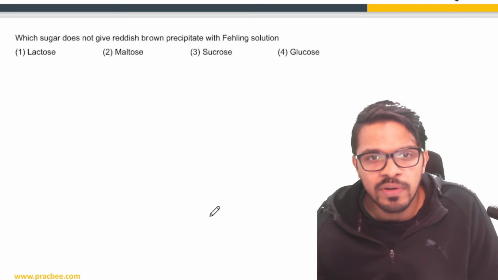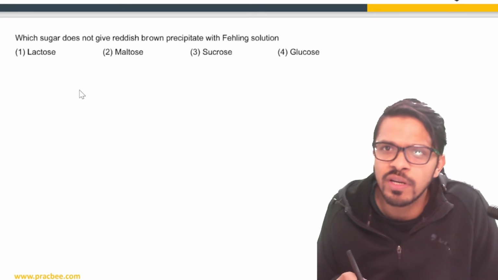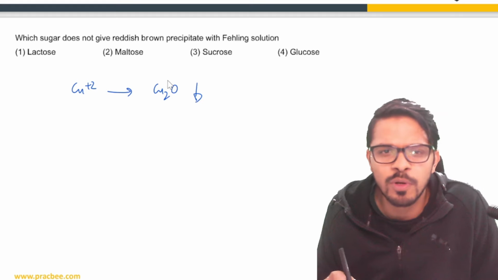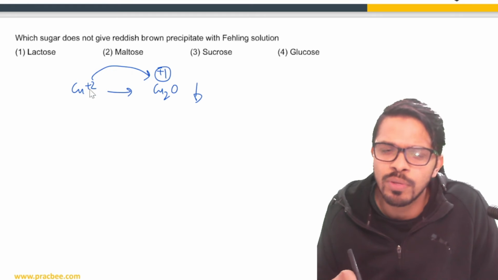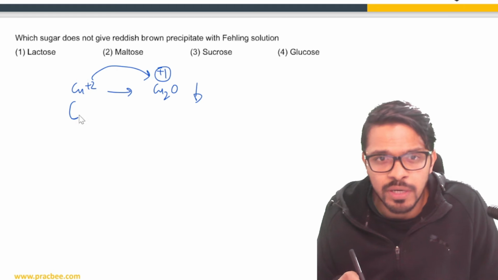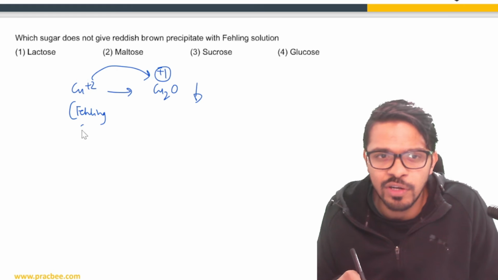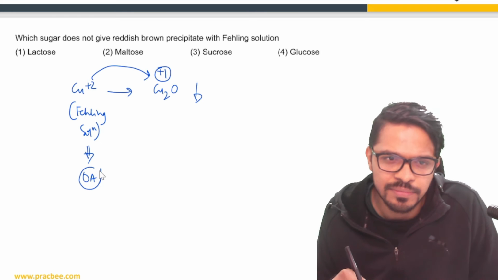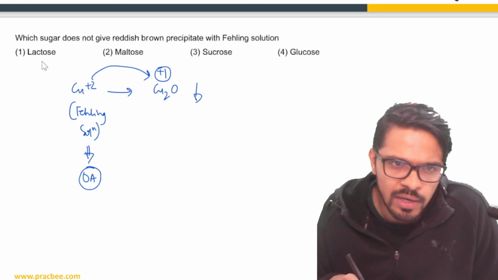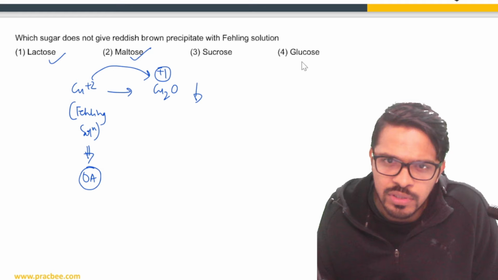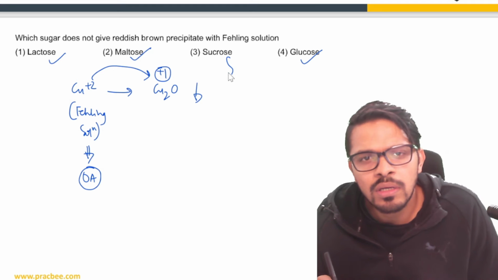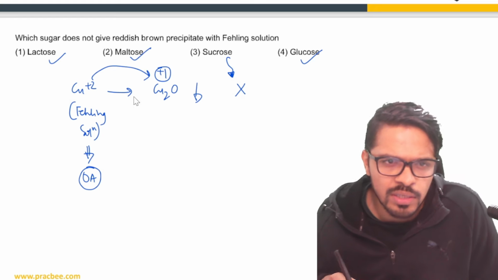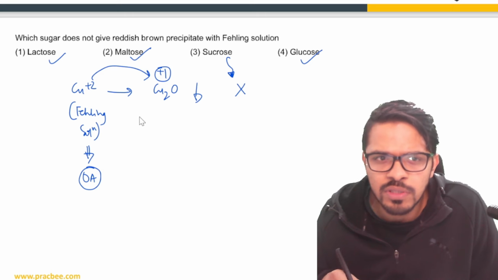Which sugar does not give reddish brown precipitate with Fehling solution? So we know in Fehling solution we have Cu+2 and eventually we get Cu2O, which is reddish brown precipitate. The oxidation state goes from +2 to +1. Fehling solution is basically an oxidizing agent, right? So it can oxidize lactose, maltose, glucose. But sucrose you cannot oxidize. Or the other way around, Cu+2 is getting converted to Cu+1, so it is getting reduced.